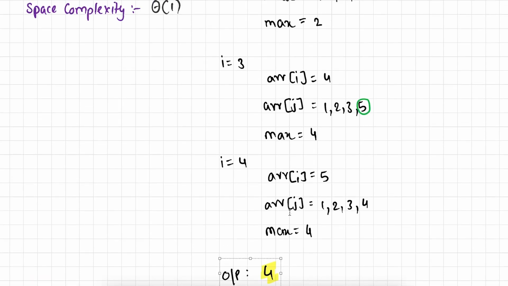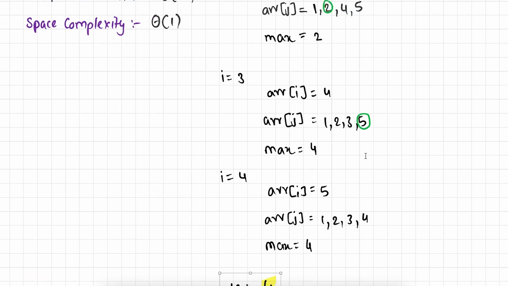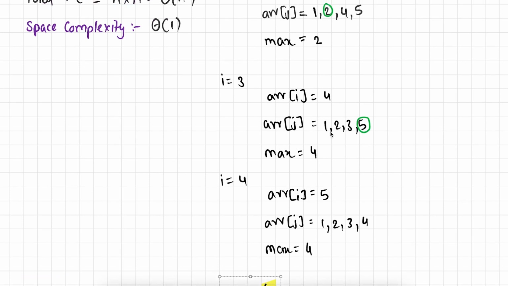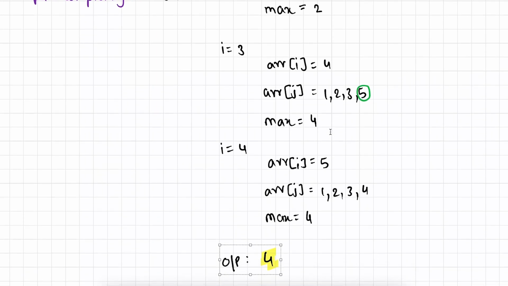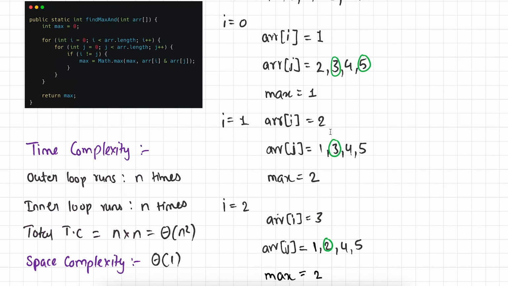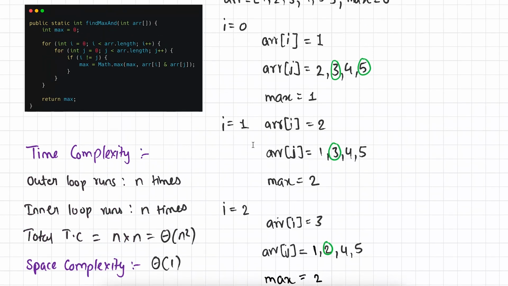And how did we get this 4? By doing bitwise AND of 4 and 5. It means the two numbers are 4 and 5 and the output is 4. Okay, great. So now let's talk about the time complexity of this function.